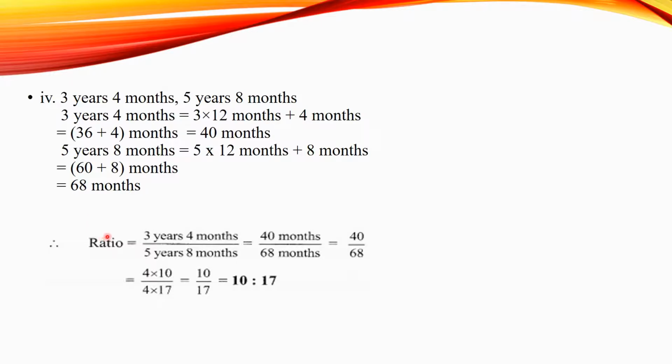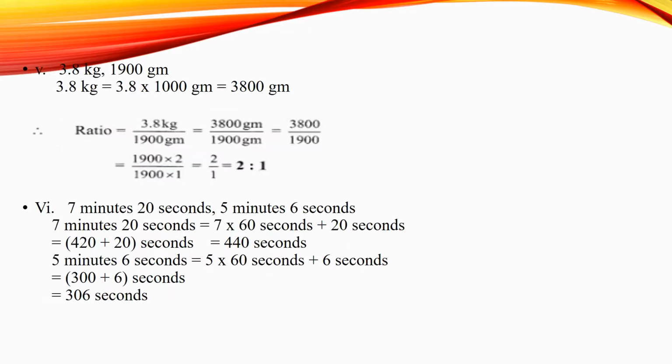Now the ratio of the given question, that is 3 years 4 months upon 5 years 8 months, is equal to 40 months upon 68 months, which is equal to 40 upon 68. Now taking 4 common, we get 4 multiplied by 10 upon 4 multiplied by 17, which is equal to 10 upon 17 after cancelling 4 from the numerator and denominator. Therefore, the ratio is equal to 10:17.